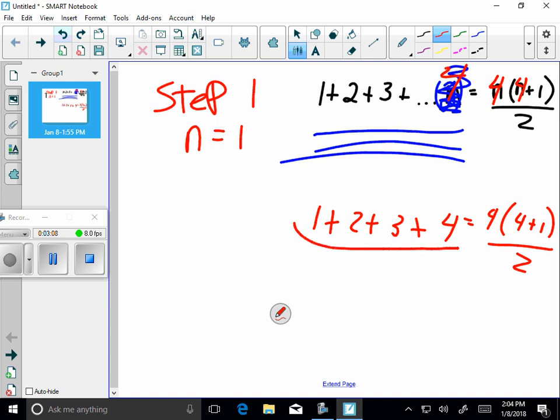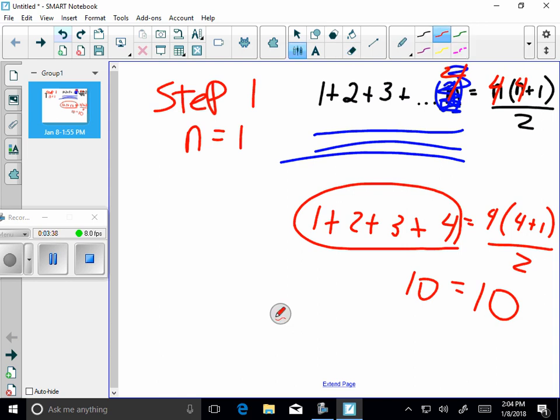Well, let's actually add them up. We can do that. You've been able to do that since like first grade. So 1 plus 2 is 3, plus 3 is 6, plus 4 is 10. Did you get 10? Okay, and then on the other side, 4 times 4 plus 1 is 5. 4 times 5 divided by 2, 20 divided by 2, it's 10. Look at that. It worked. You know what I'm saying? All right, so I just wanted to show you one on the side, that if I put in 4, I'd have 4 terms on the left side.